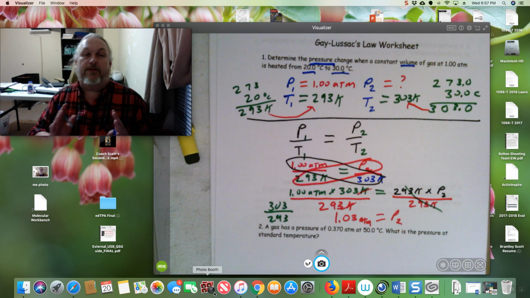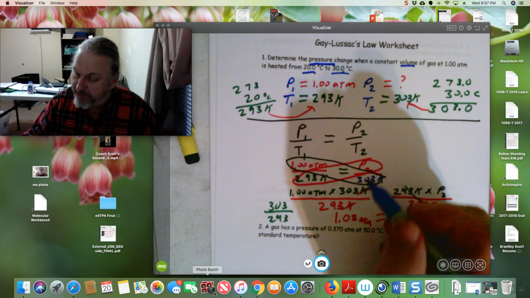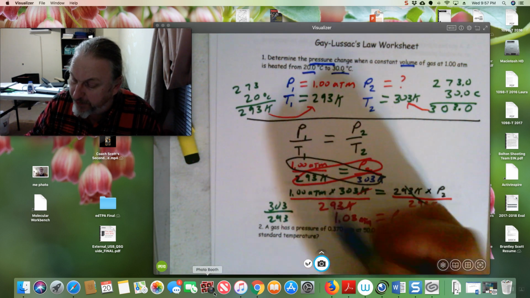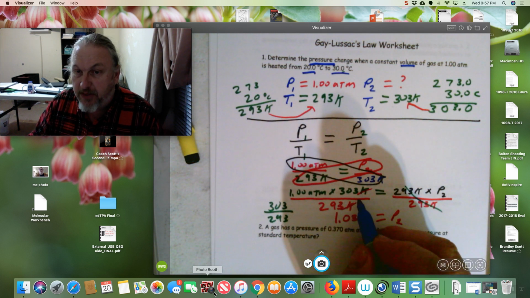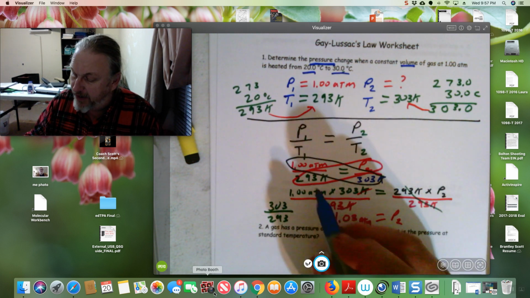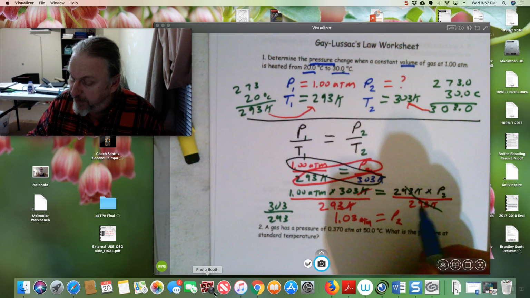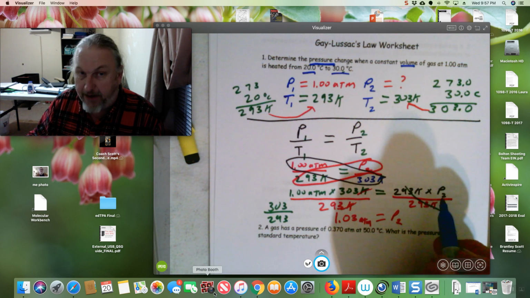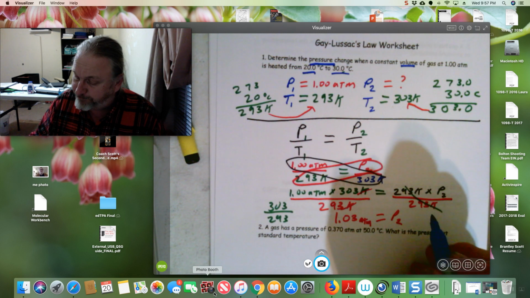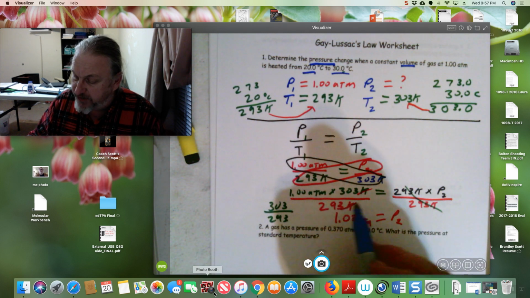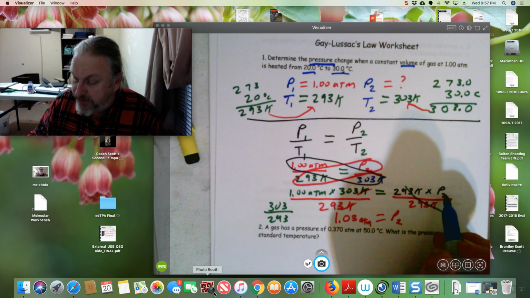So now we do something that you guys learned in pre-algebra, cross multiplication. So I'm going to multiply this denominator by that numerator, and I end up with 1.0 atmospheres times 303 Kelvin. All right, and then I take this denominator, multiply by the unknown in the numerator. So I get 293 K times the final pressure, P2. So I end up with 1 atmosphere times 303 Kelvin equals 293 Kelvin times the unknown, P2.